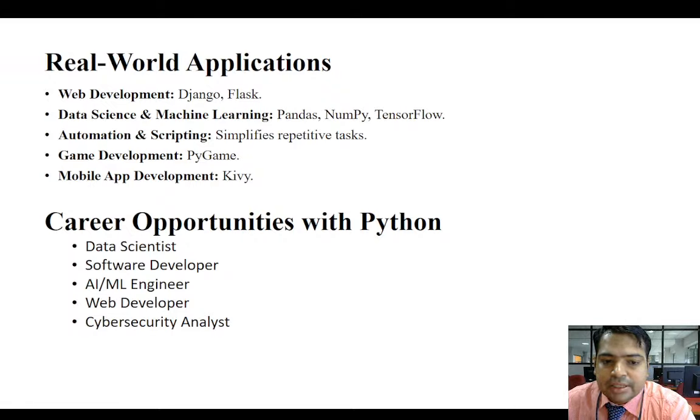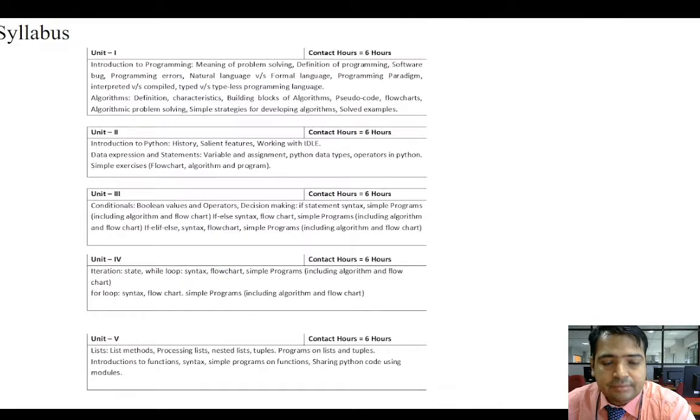The career opportunities after learning Python will be data scientist, software developer, AI ML engineer, web developer, cyber security analyst, etc. The syllabus is something like this. Basically, this course is an integrated course. That is, you are going to have 2 hours of theory in a week and 2 hours of lab.